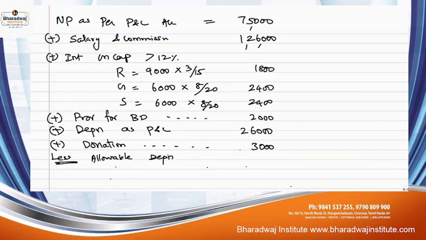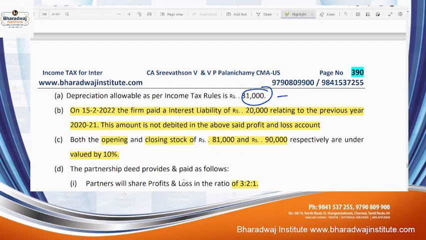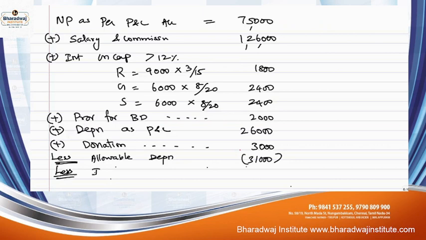Claim allowable depreciation. What is allowable depreciation? We have given the adjustment. What is allowable remuneration? 31,000. Allowable remuneration is how much? 31,000.